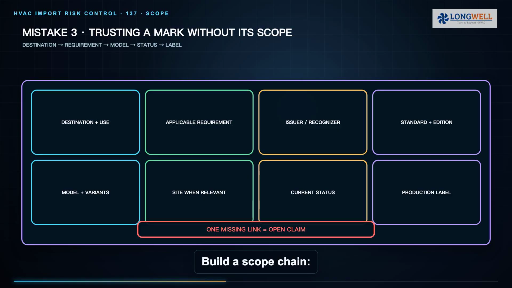Build a scope chain: destination and intended use, applicable requirement, issuing or recognizing body, standard and edition, certified or tested model, critical variants, manufacturing site when relevant, status or listing, and the exact production label. If one link is missing, the claim remains open. A visible nameplate or instrument reading is context, not proof.